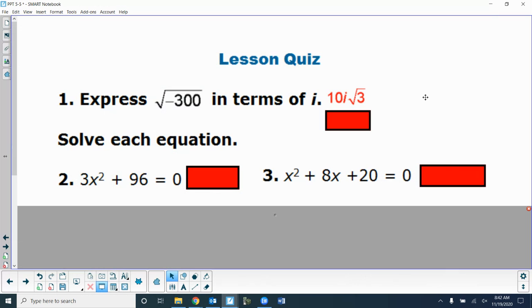All right, how about number 2, Olivia Wyndham? Right, but I subtract from 96. That's correct. Then what? And divide both sides by 3. Right, which was negative 32? Yeah. And then we do the square root.